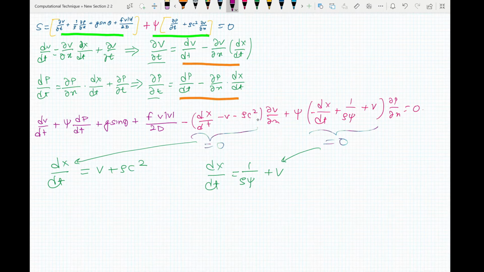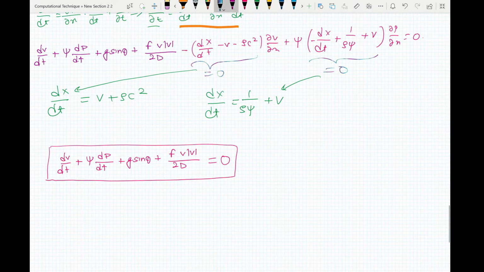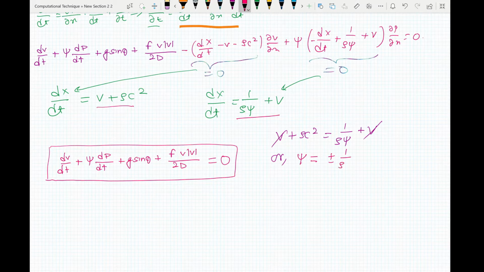and this equation here will now reduce to, for this to happen, your dx by dt should be equal to this, and your dx by dt should also be equal to this. Now you can equate these two values. Therefore V plus rho c square equals 1 by, or you'll get your phi equals plus minus 1 by rho c.